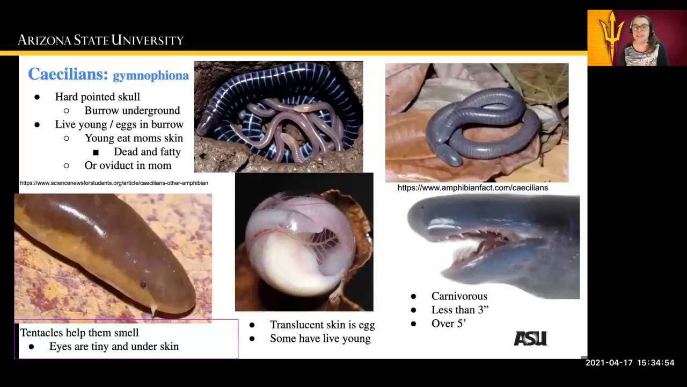The young eat the mom's skin. It's dead and fatty, and they can either eat the mom's skin on the outside, or they eat the oviduct from the inside, which is also very fatty. They have tiny tentacles on their head that help them smell, and their eyes are under their skin, so they don't need eyelids. They're very, very tiny. The skin of this egg is translucent, although some do have live young. They are carnivorous, and they are often very small, but they can be found less than 3 inches to over 5 feet long.